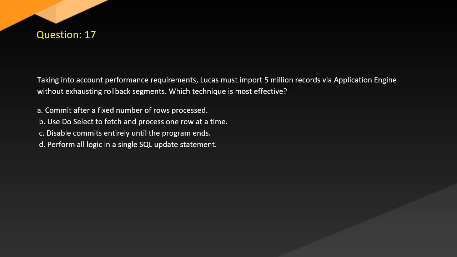Question 17. Taking into account performance requirements, Lucas must import 5 million records via Application Engine without exhausting rollback segments. Which technique is most effective? A. Commit after a fixed number of rows processed. B. Use doSelect to fetch and process one row at a time. C. Disable commits entirely until the program ends. D. Perform all logic in a single SQL update statement.